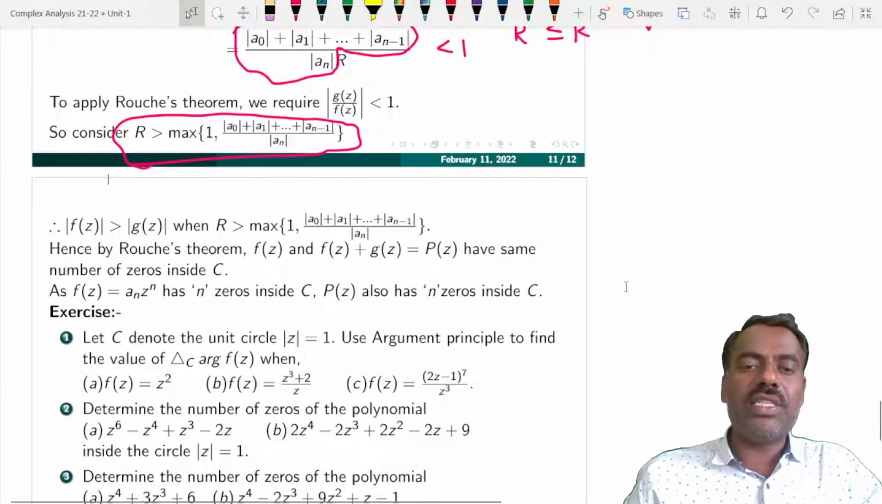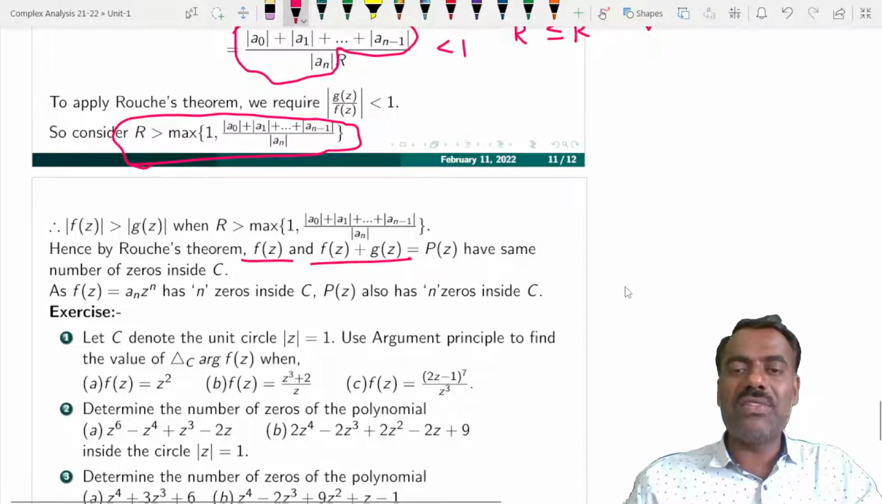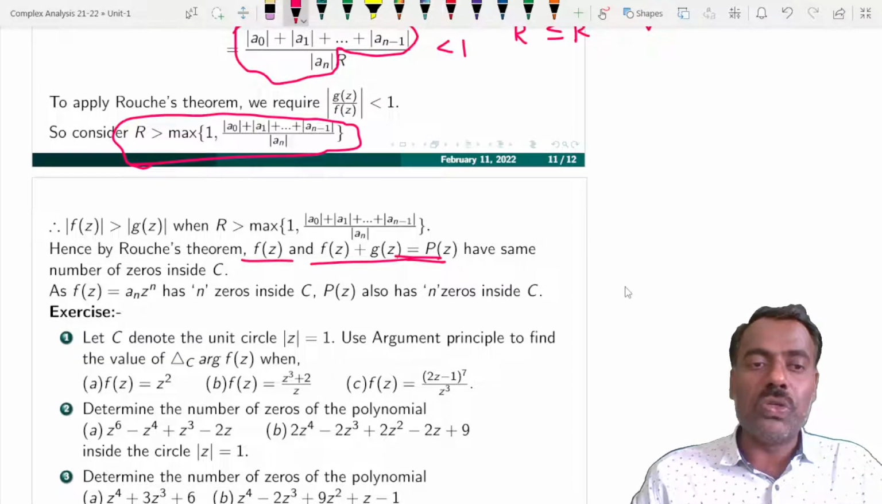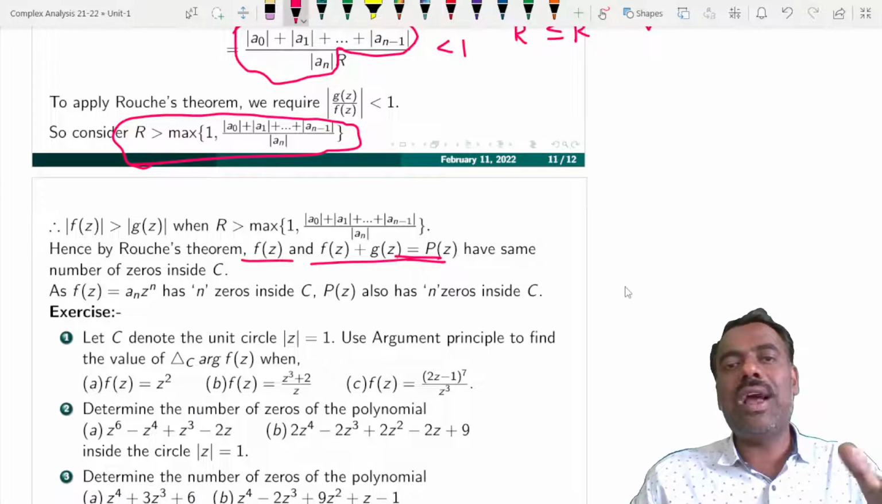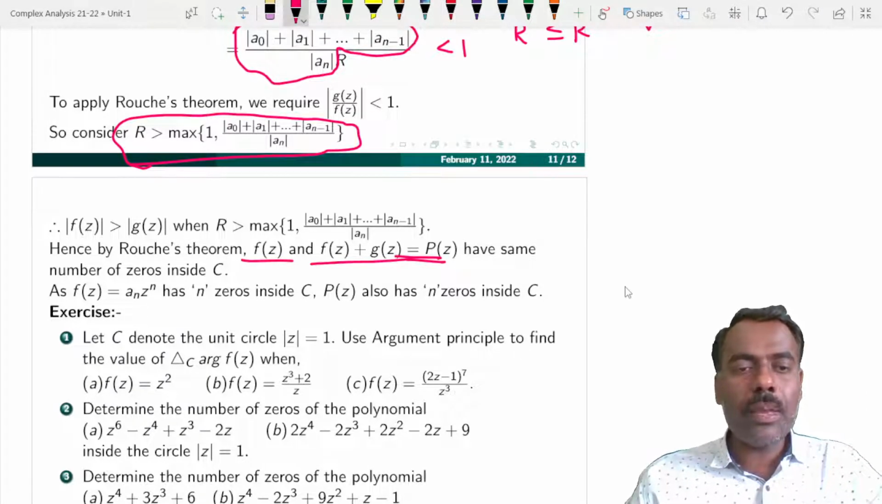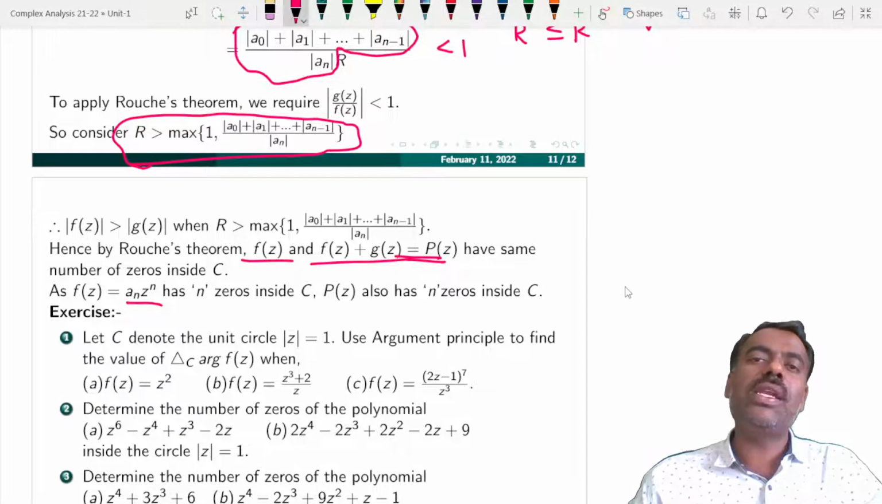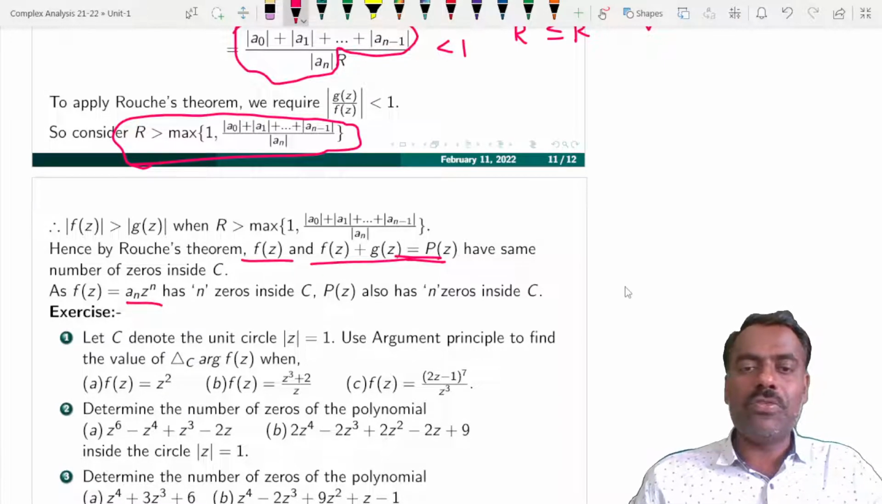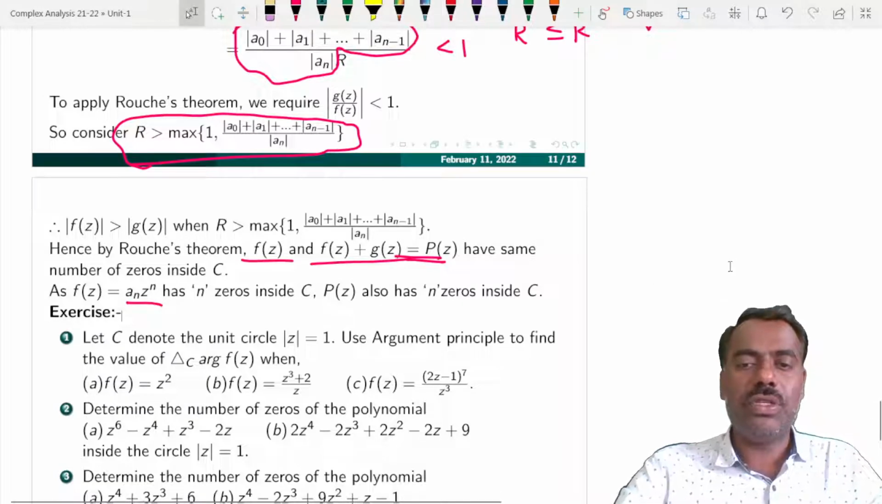If you apply Rouche's theorem, f of z and f of z plus g of z, which is our given polynomial p of z, have the same number of zeros inside that circle of radius R greater than 1. But we know a_n z power n has n zeros with multiplicity. Therefore, p of z also has n zeros inside C.